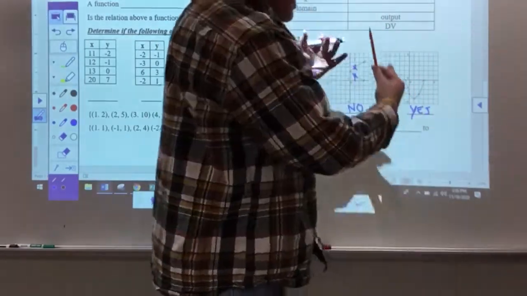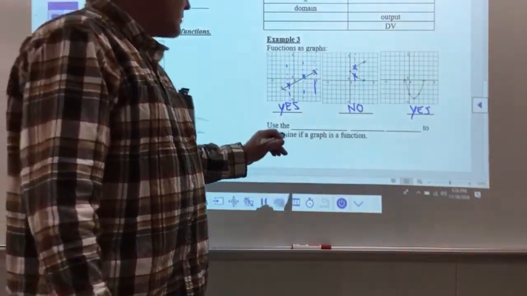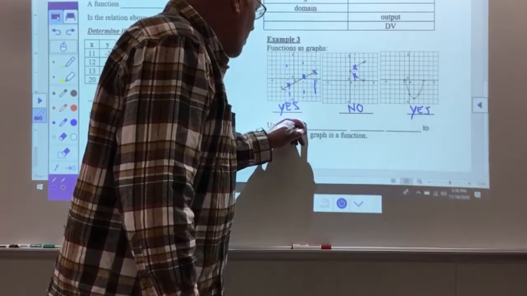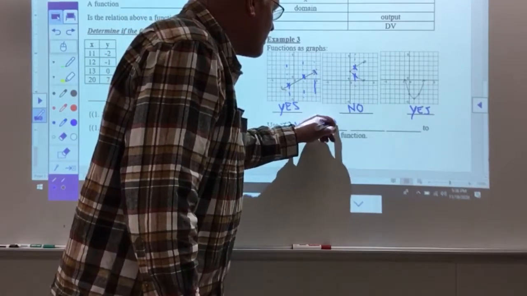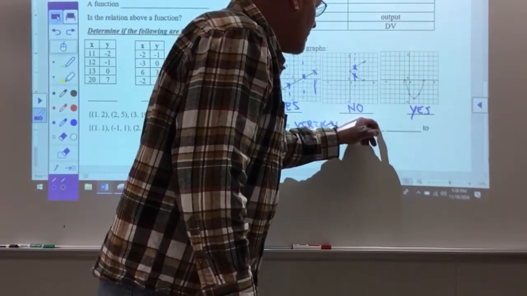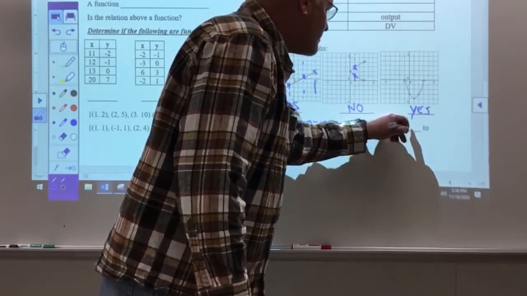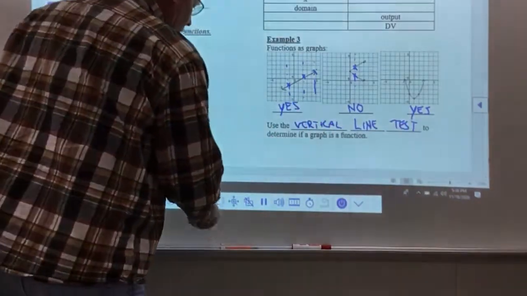So if you're given a graph, the easiest thing to do is use the vertical line test to determine if a graph is a function.